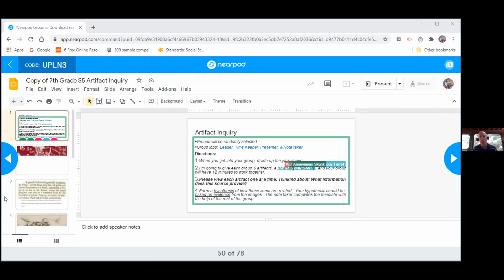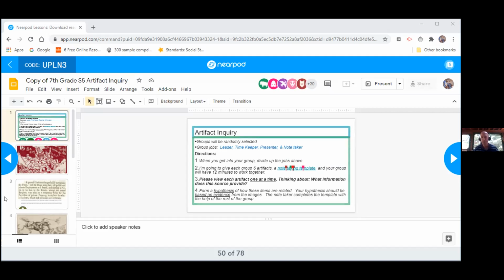Any questions before we start the breakout rooms? Remember, the note taker is the only one that needs to be writing down. Our leaders will be the one that presents. The leader is going to maybe organize things. The presenter will be presenting at the end. The timekeeper is keeping track of time, and if you're getting close to time, letting people know. Any questions before we start the breakout rooms?